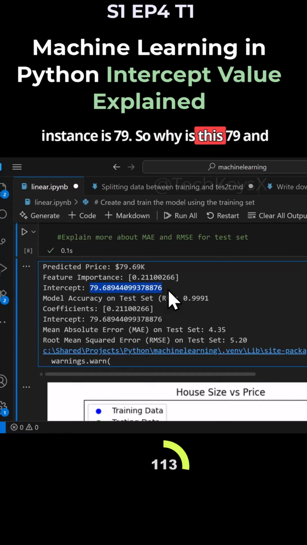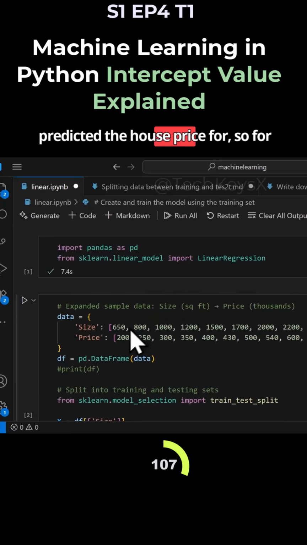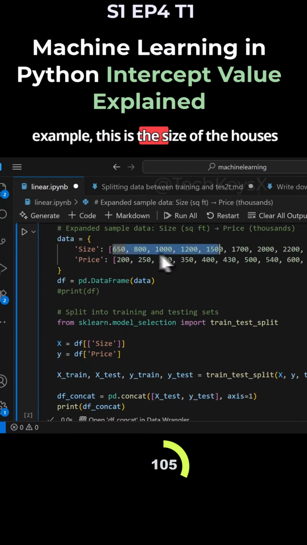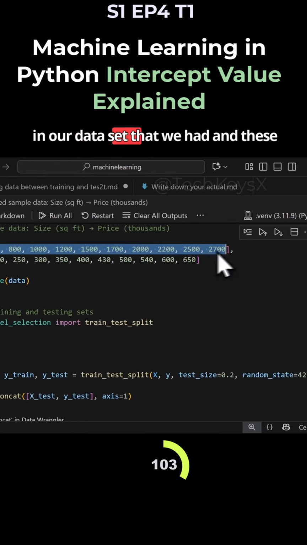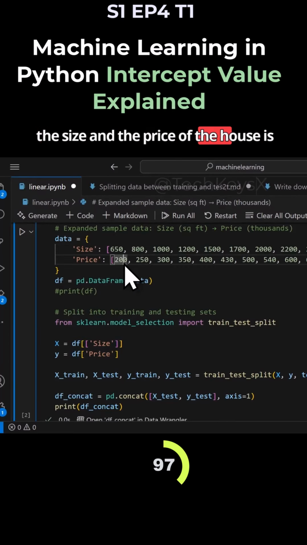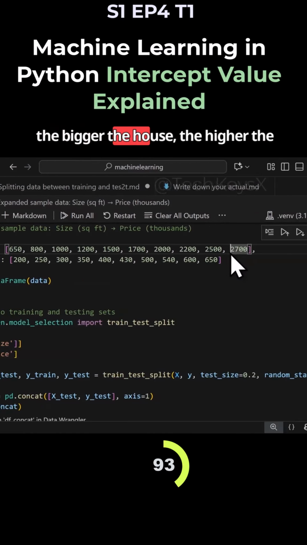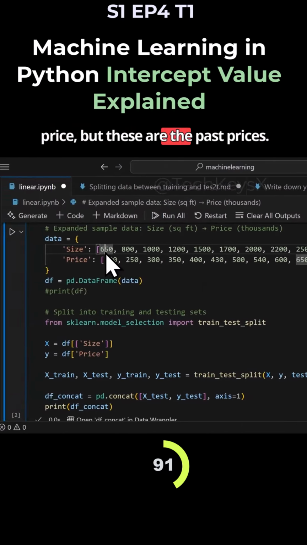So why is this 79, and what does it actually mean? It means for our houses that we predicted the house price for. For example, this is the size of the houses in our data set, and these are the prices. The first one, 650, is the size, and the price of the house is 200. These are in square feet, so the bigger the house, the higher the price. These are the past prices.